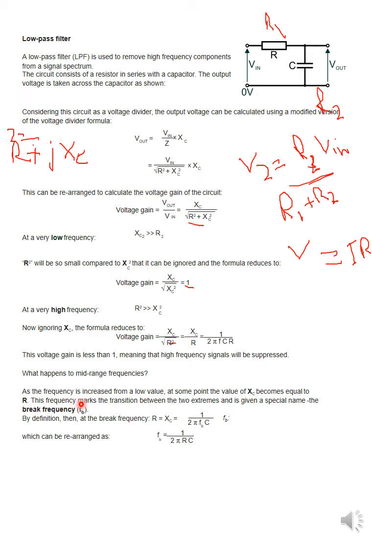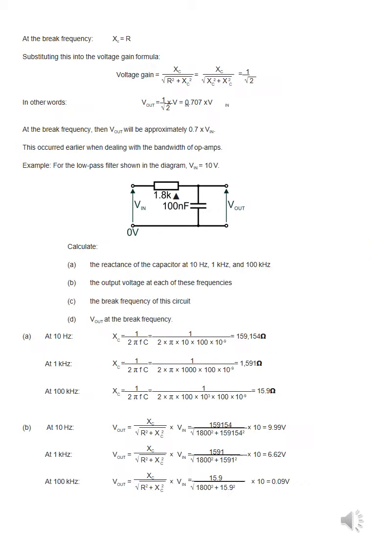So you can say that as the frequency is increased from a low value, at some point the value of XC becomes equal to R. At this point it is called the break frequency. At the break frequency, XC is equal to 1 upon 2 pi FBC. So FB can be rearranged: the break frequency will be, with XC equal to R, 1 upon 2 pi RC.